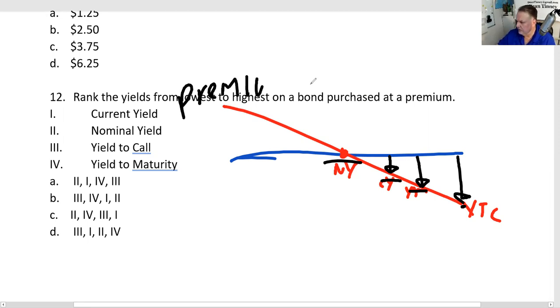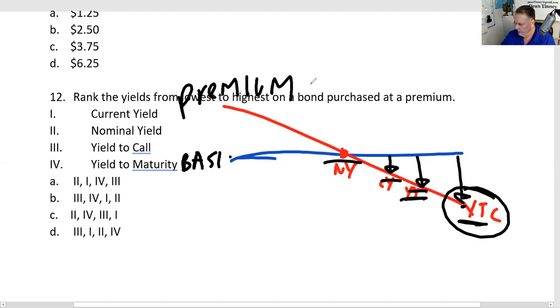Again, this isn't a lecture. So if you are lost on what Dean is doing as I'm explicating this exam, you need to go back and read your book, or do your practice questions, or watch Dean's lecture and come back to this. But you should definitely know the bond at a premium, the yield to call, then yield to maturity. The fancy word for yield to maturity, by the way, is basis. And then current yield and then nominal yield.